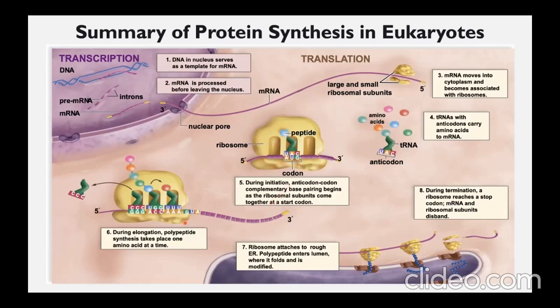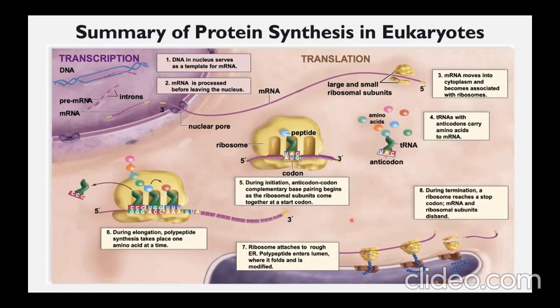Okay. So after that is the elongation. During elongation, polypeptide synthesis takes place one amino acid at a time. Okay? Also during elongation, the ribosome can attach to the rough ER, endoplasmic reticulum. It will continue until it meets the stop codon. When there is a stop codon, there's a release factor at the A site. So now it will release the growing polypeptide. It will stop. And then the ribosomal units will dissociate, will disband, releasing the growing polypeptide into the ER. Okay? So this is the overall process of transcription and translation.